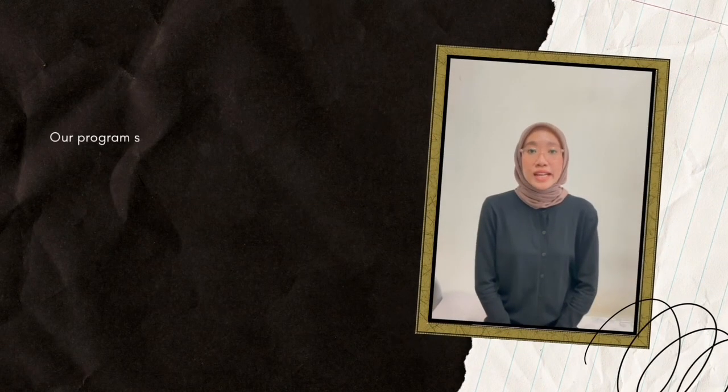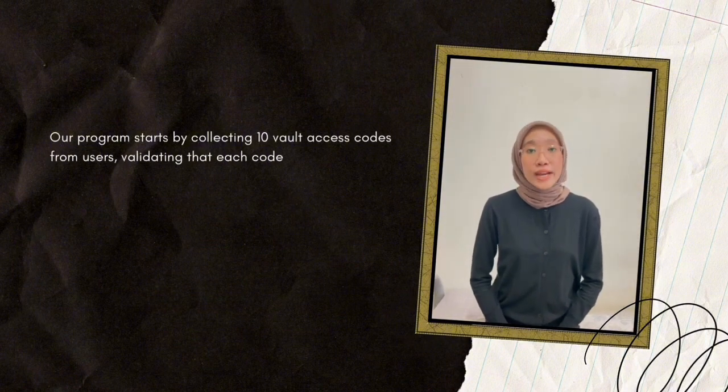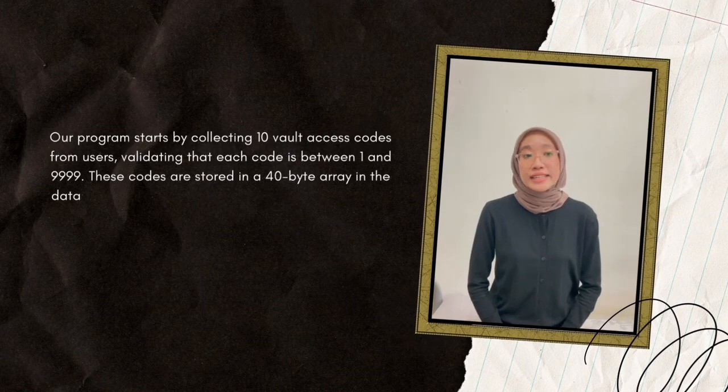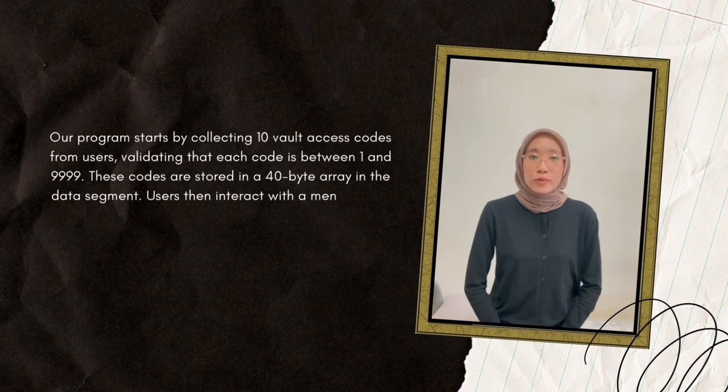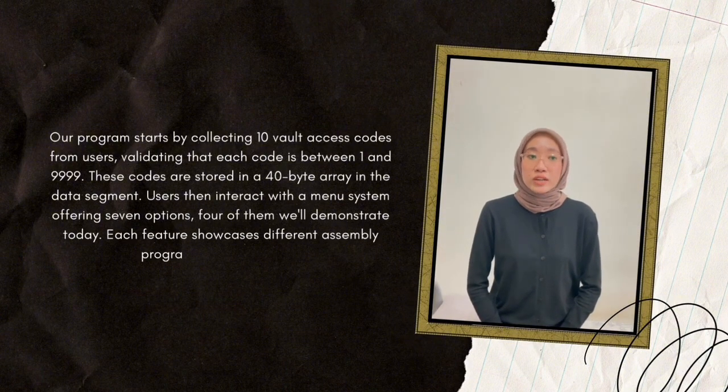Our program starts by collecting 10 word access codes from the user and validating each code between 1 and 9999. These codes are stored in a 40-byte array in the data segment. The user then interacts with our menu system that offers 7 options. 4 of them we will demonstrate today. Each feature showcases different assembly programming techniques.